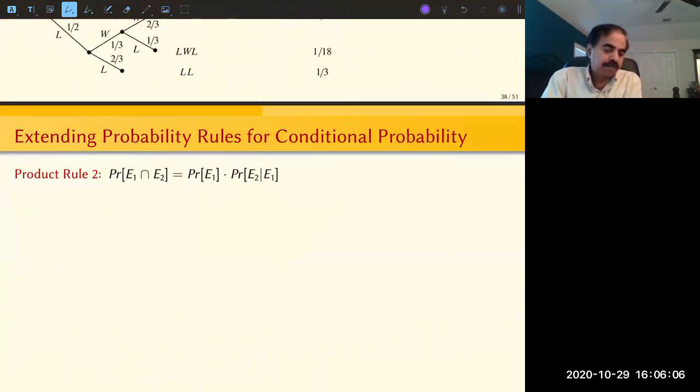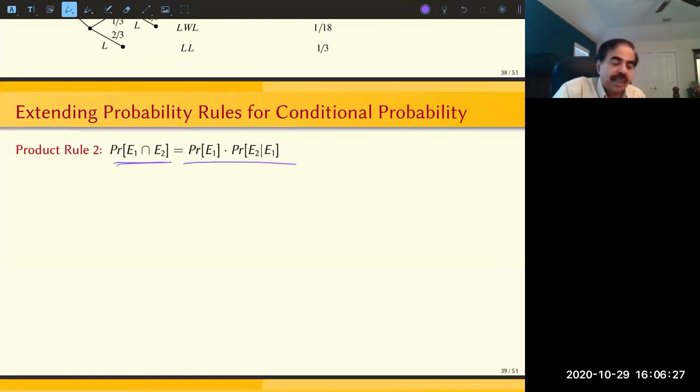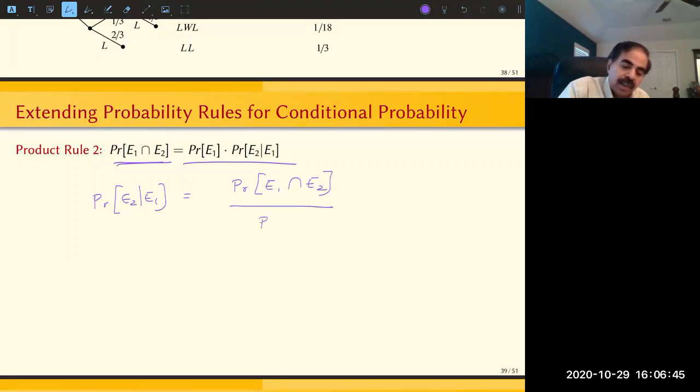Okay, so there are a couple more rules that I want to talk about that relate to conditional probability. One of them says that the probability of E1 intersection E2 is the same as the probability of E1 multiplied by this conditional probability. And this is obvious because we have said the probability of E2 given E1 is nothing but the probability of E1 intersection E2 divided by the probability of E1, right?